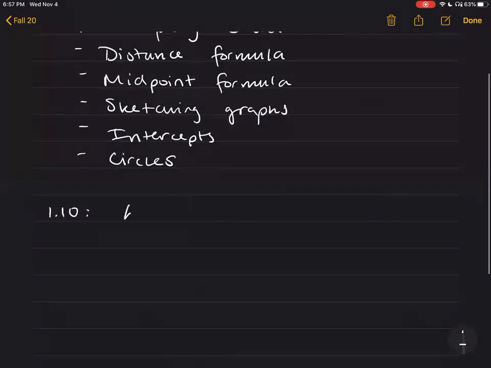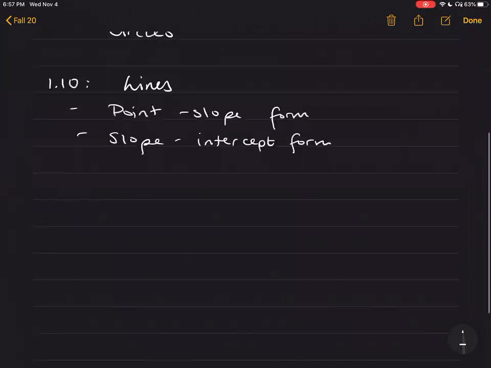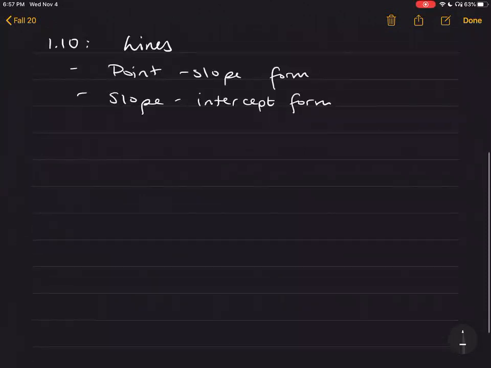1.10 was on lines. The main takeaways from this one were the point-slope form of a line and the slope-intercept form, along with how to find the slope, intercepts of lines, etc., all contained those ideas. Okay, then we switched gears and went to chapter 2.